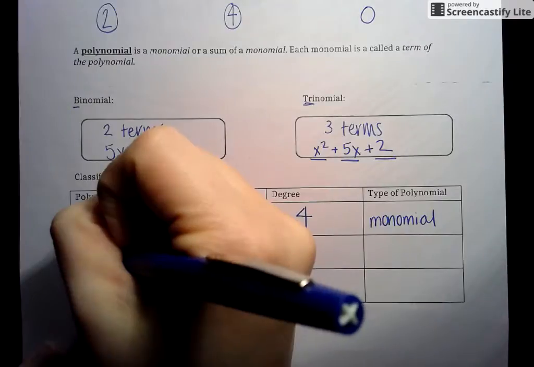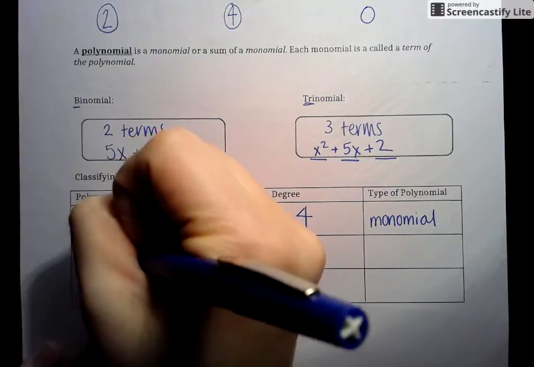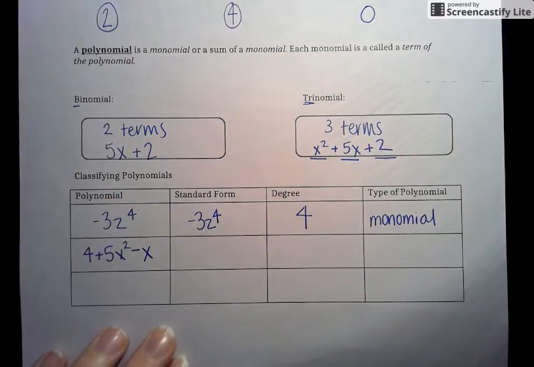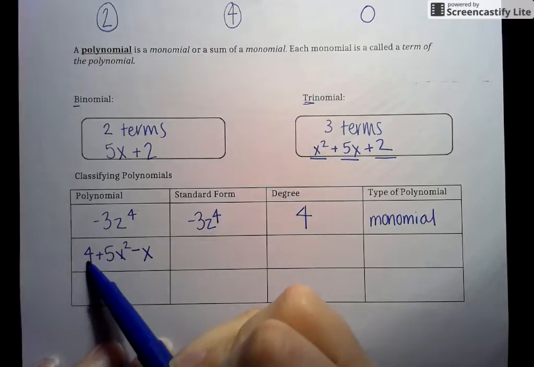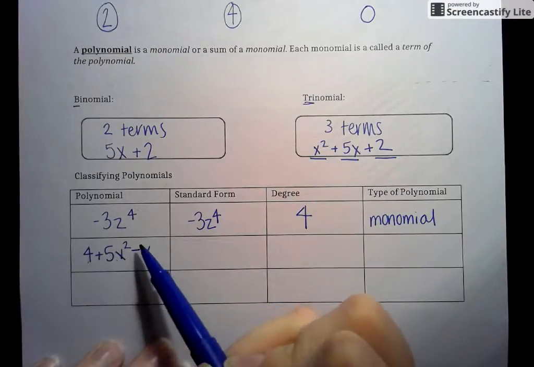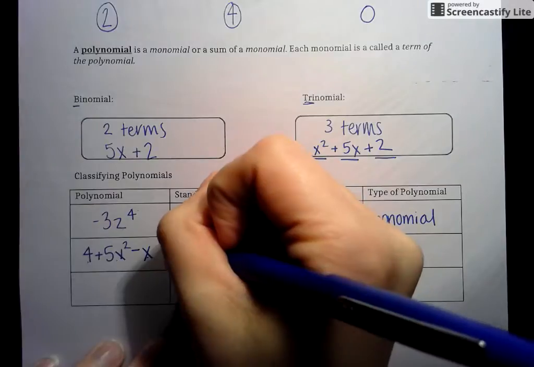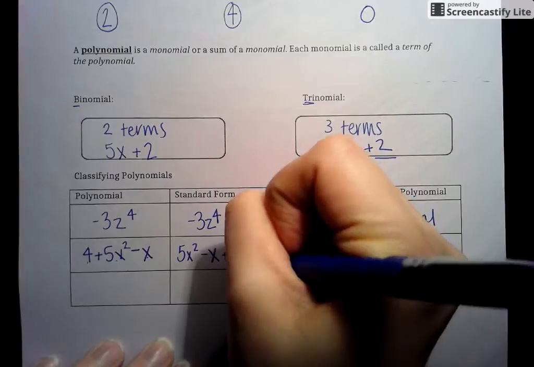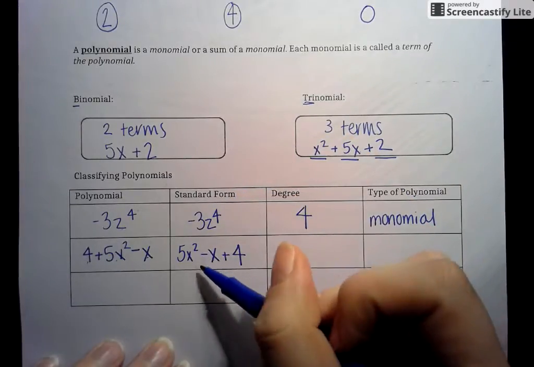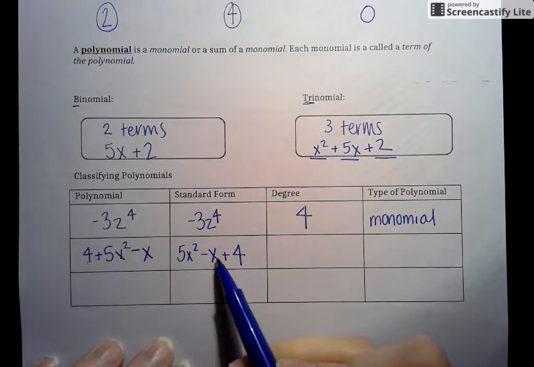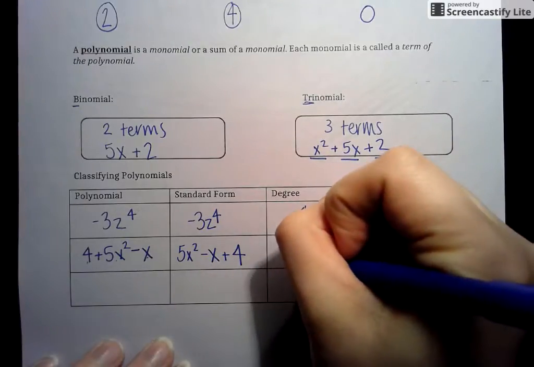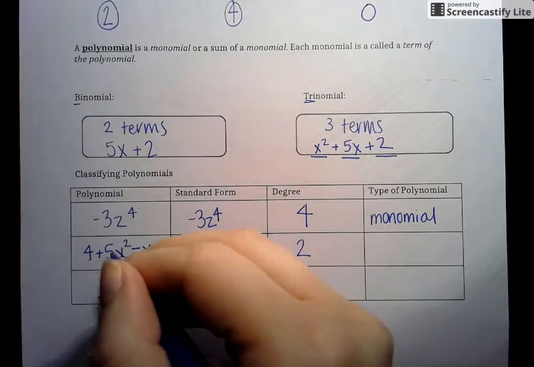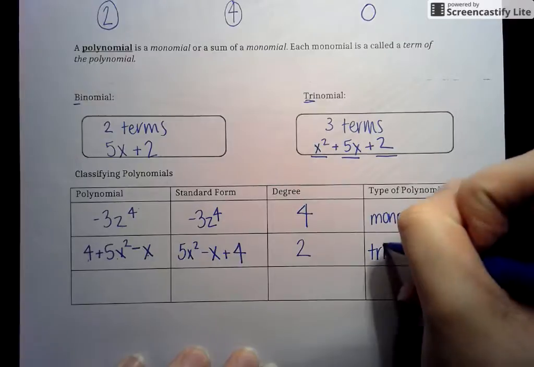Now, our next example, we have 4 plus 5x squared minus x. Now we have to put it in standard form, so we have a degree of 0, a degree of 2, and a degree of 1. So we want to put it in order, so it'd be 5x squared minus x plus 4. So now it is in standard form. You always are going to take the largest degree. So we have 2, 1, 0. So our largest degree is going to be 2. So that's the degree of our polynomial. And then because it has 3 terms, it's going to be a trinomial.